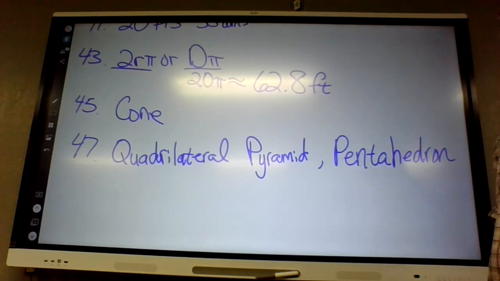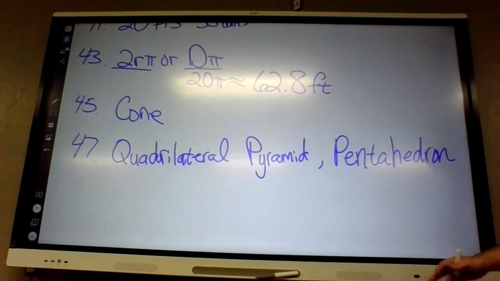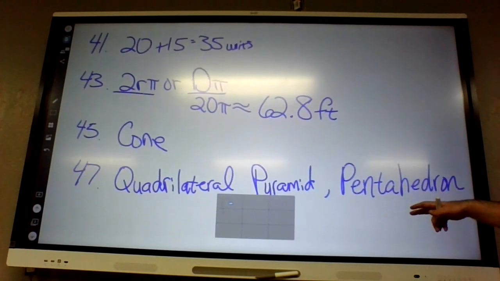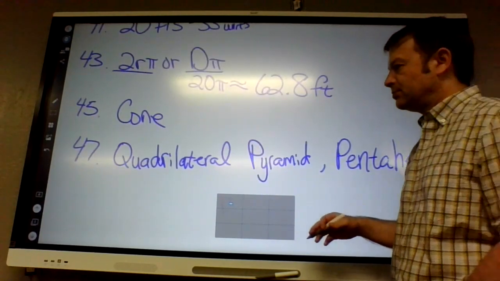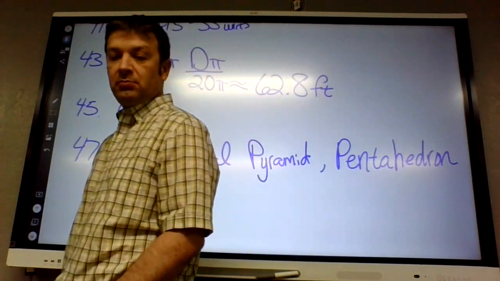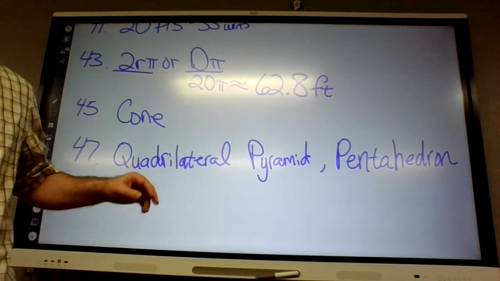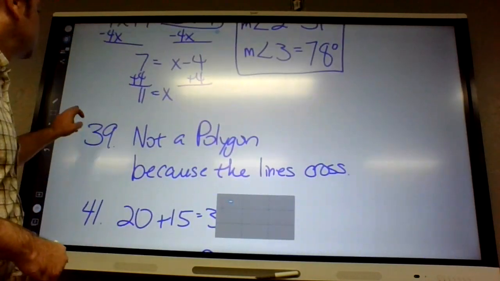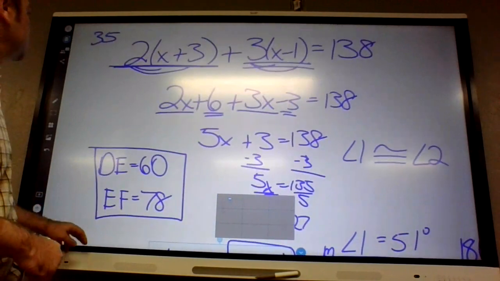Mr. Jordan, could you scroll back up? What did we get for 49? It's perimeter, it adds the sides together. Could you scroll back to 35? Where is it? That one.